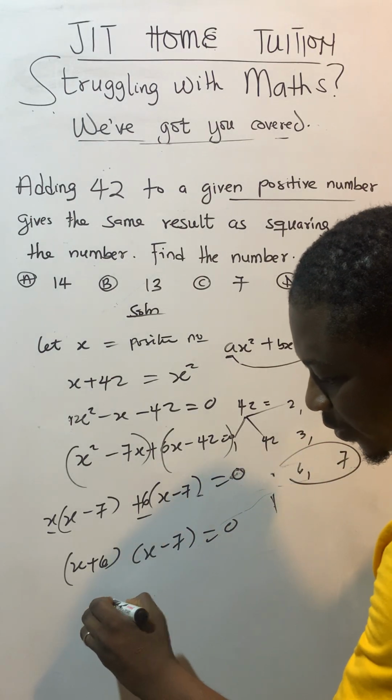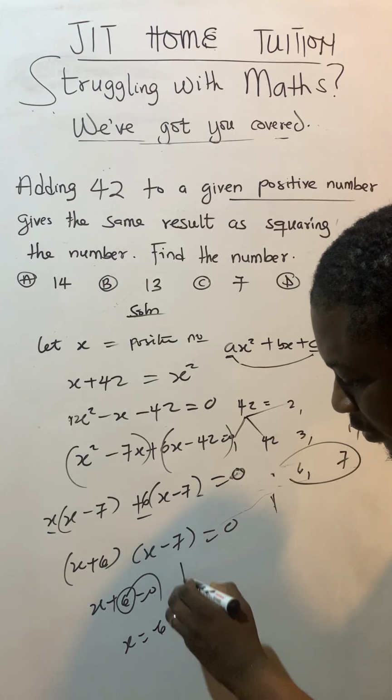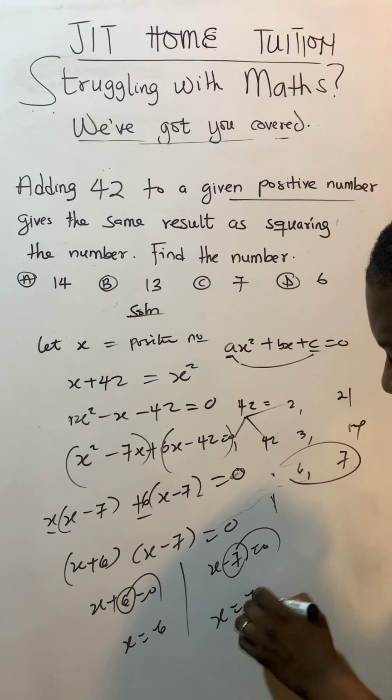Then you have x plus 6 equal to 0. This one moves, you have x equal to negative 6. x minus 7 equal to 0. This one moves, you have x equal to positive 7.